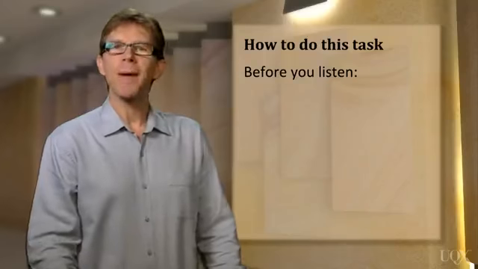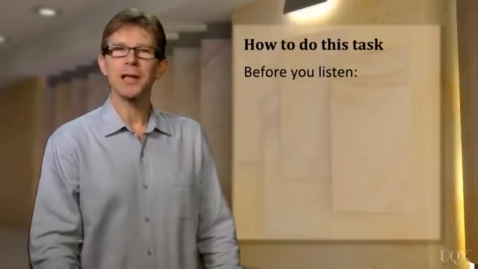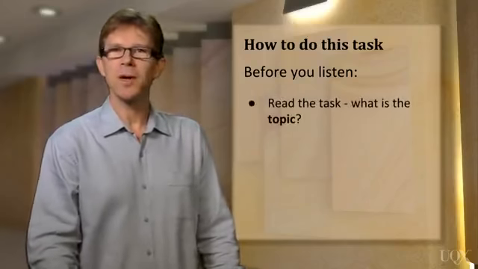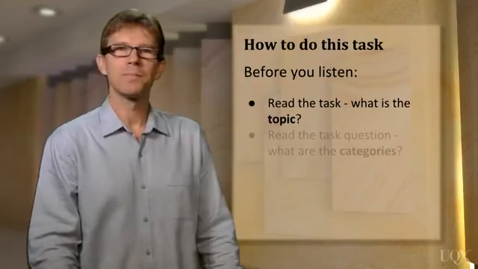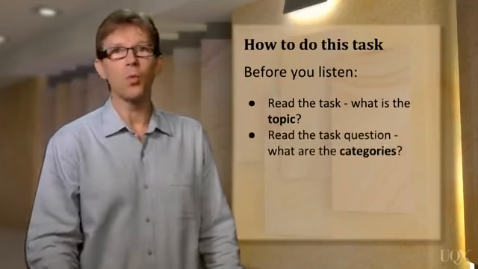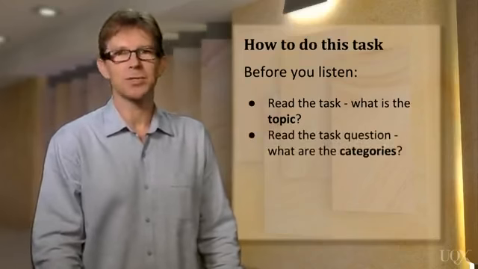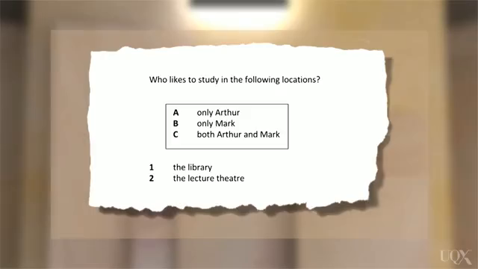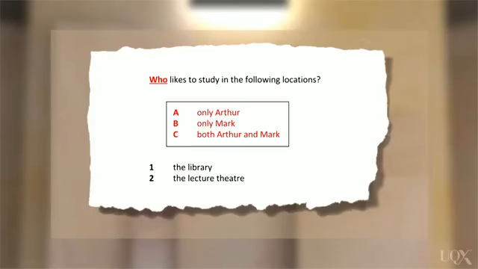So now let's talk about how to do the classification task. First, read the complete task carefully to understand what the topic is. Also, read the task question and decide which word or words refer to the categories. Let's look at another example. You can see here that the task question is, who likes to study in the following locations? And the word who refers to the categories, which are the names of people.